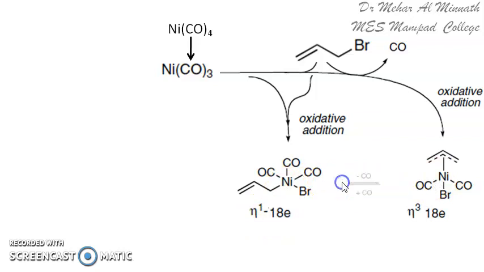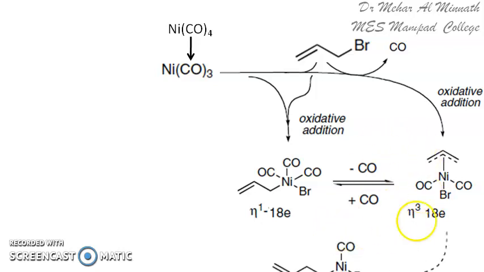Both these are 18 electron systems. And these two are interchangeable with the removal or addition of a carbon monoxide. You add one carbon monoxide molecule to the eta-3 system, you get the eta-1 system, and you remove one carbon monoxide from the eta-1 system, you get the eta-3 system. Now, the next step after oxidative addition is migratory insertion of carbon monoxide. When migratory insertion of carbon monoxide in the eta-3 system happens, we get an unsaturated 14 electron acyl complex.